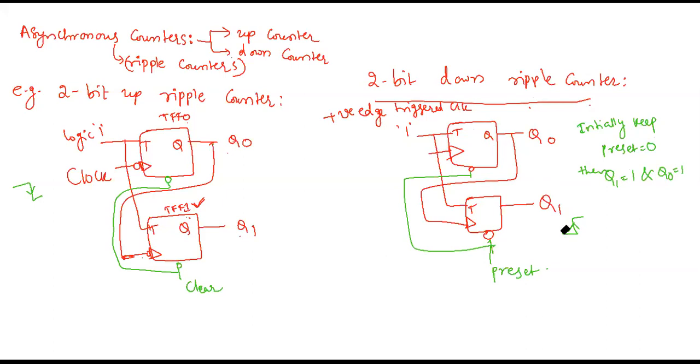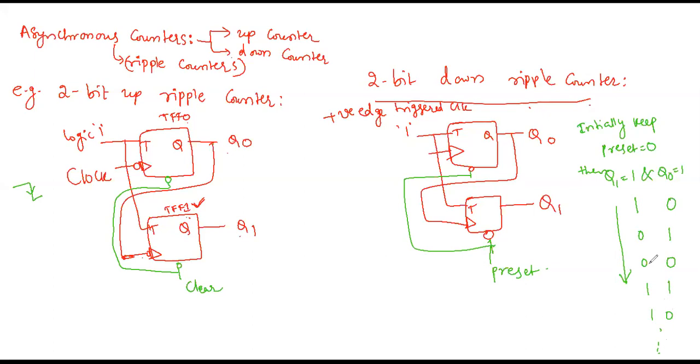So by similar analysis, you will get 1 1, next state 1 0, next state 0 1, next state 0 0, next state again 1 1, next 1 0, and so on. Like this it will continue.